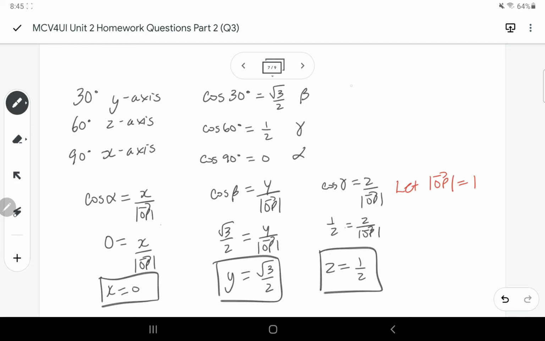So a vector, remember there could be any scalar multiple that would still work, would be 0, root 3 over 2, and 1/2. People may choose to multiply that vector by 2. That won't change the angles. It'll just make it longer and eliminate those fractions. So you might also have 0, root 3, and 1.